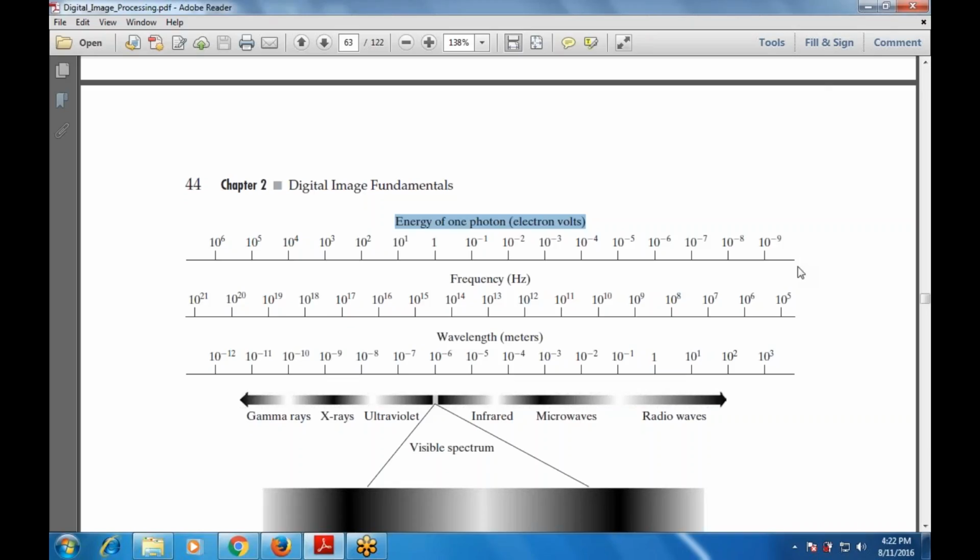Then the next one is the frequency in hertz, which ranges from 10 to the power 5 to 10 to the power 21. Then the wavelength also ranges from 10 to the power minus 12 to 10 to the power 3. So these are the various wavelengths, the energy of one photon, and the wavelength in meters. In the same way, there are gamma rays, X-rays, ultraviolet, infrared, microwaves, radio waves, and the visible spectrum.